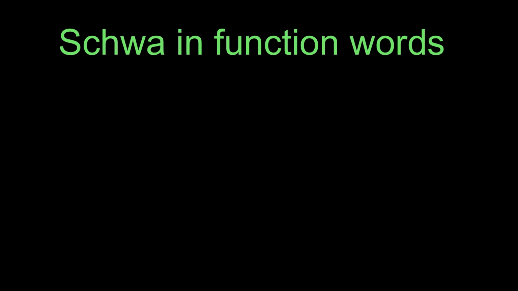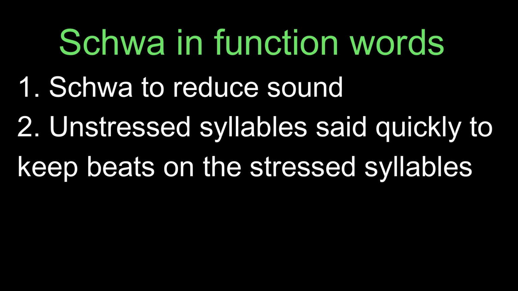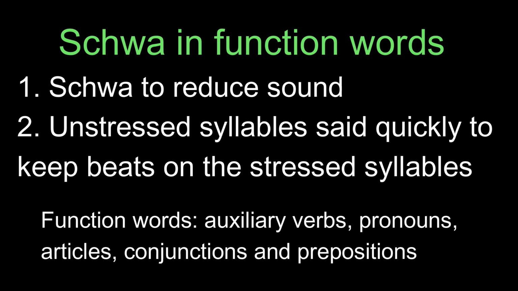Function words. The purpose of schwa is to reduce sound. This allows unstressed syllables to be said quickly so that the main beats of the speech can be placed on the stressed syllables. In speech, function words are usually reduced. Function words are words that indicate grammatical aspects like tense or mood. Function words include auxiliary verbs, pronouns, articles, conjunctions, and prepositions. In normal speech situations, we should reduce function words to keep the stress pattern regular. These are speech segments that require schwa.